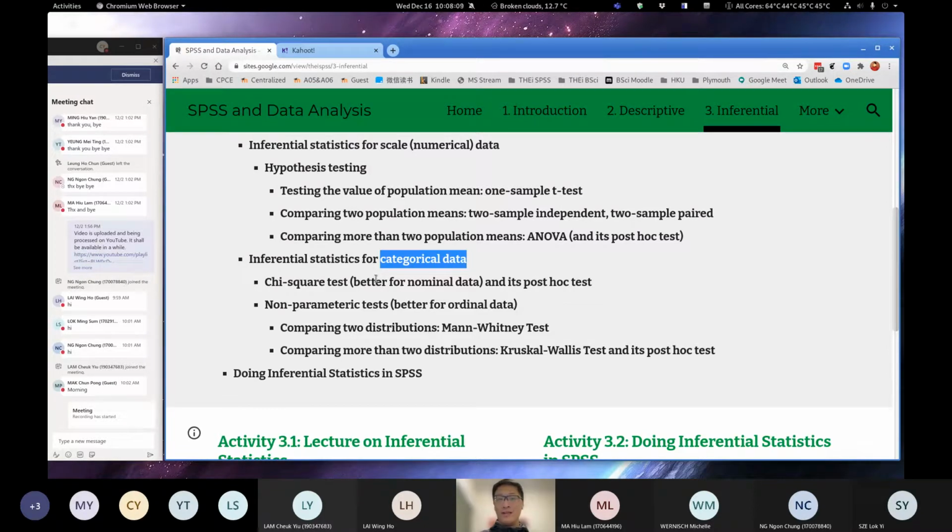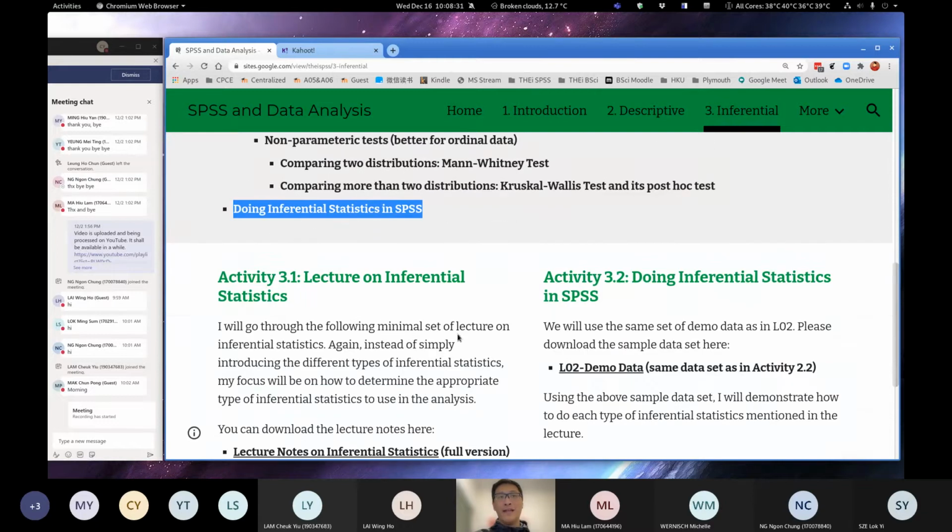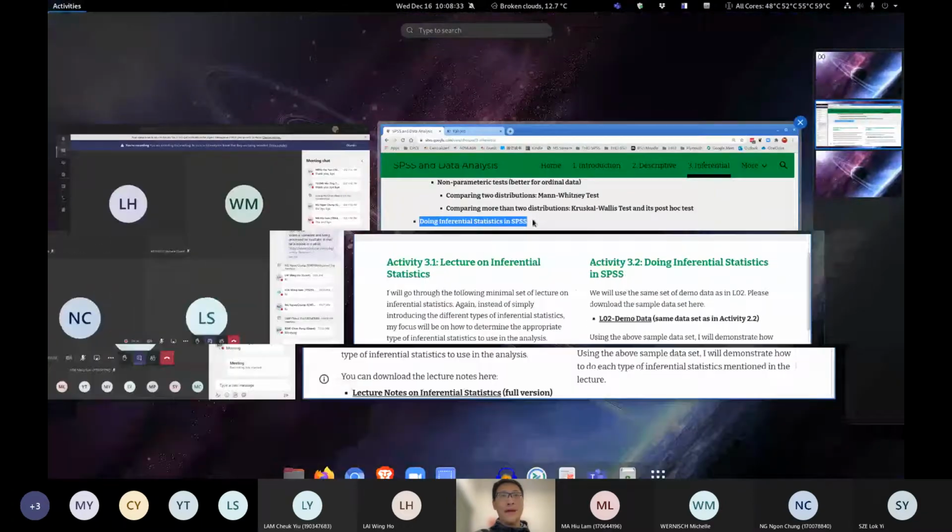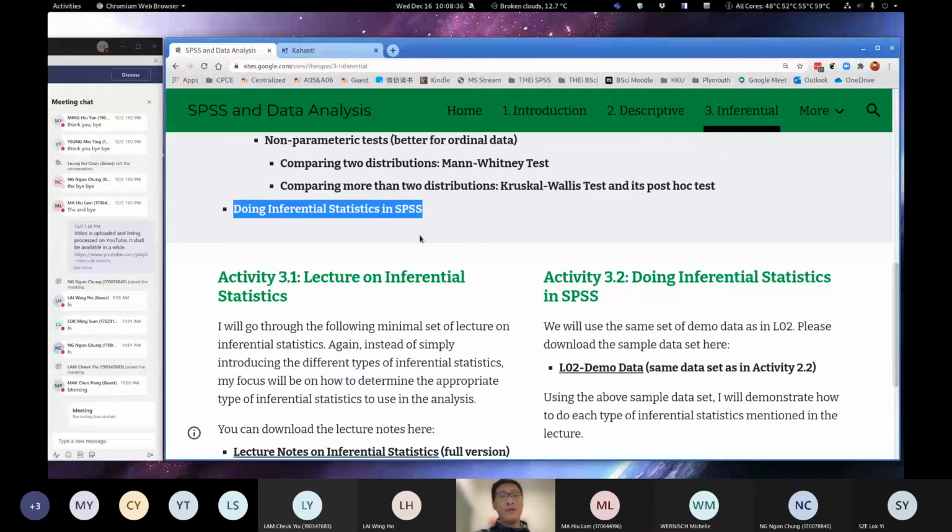But in today's lecture and also in the demonstration, I will show you how to pick the correct test to use in your hypothesis testing. So I hope that will make things a little bit easier for you when you actually come to analyze your own data. So finally, in the second part of today's class, I will do some demonstration in SPSS to show you how we do all these inferential statistics on the computer. All right, so that is what we are going to do.